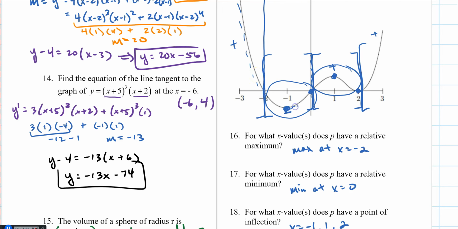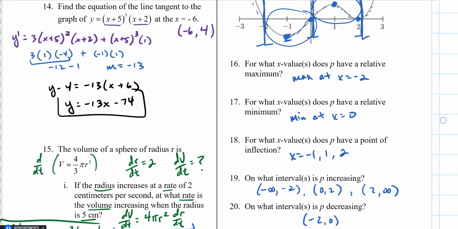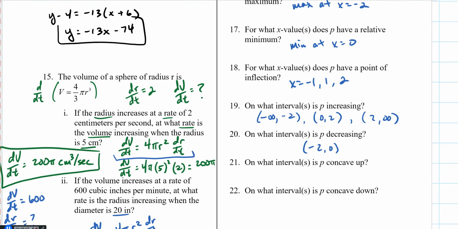Then we have positive slopes from -1 until +1, negative slopes from +1 to 2, and then positive slopes again when we are greater than 2. So where is p concave up? It is concave up from -1 to 1 and from 2 to infinity, and it's going to be concave down from -infinity to -1 and 1 to 2.